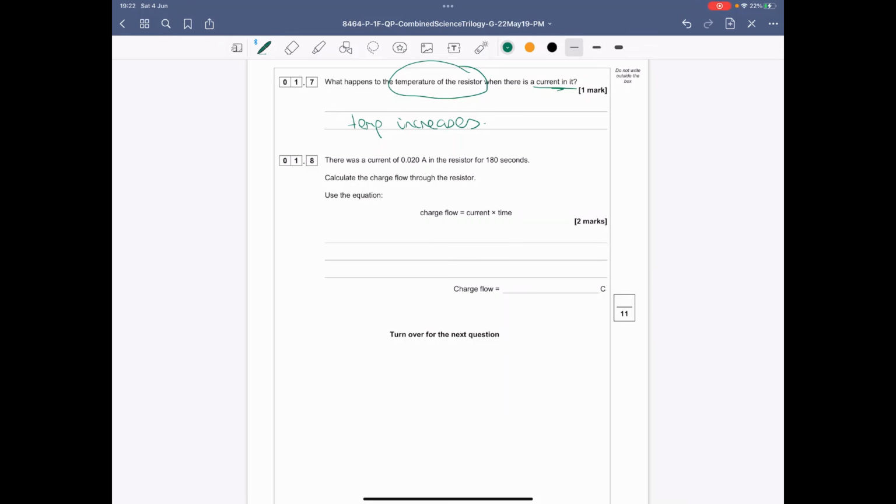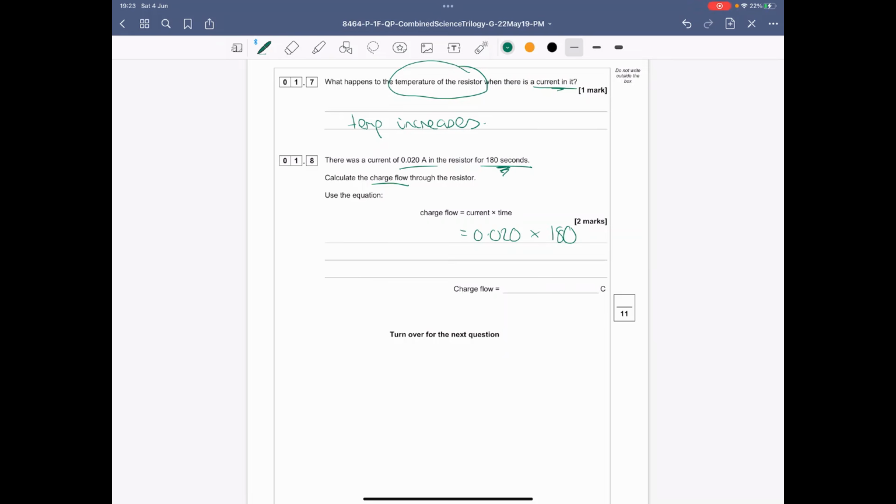There is a current of 0.02 amps in the resistor for 180 seconds. Calculate the charge flow. Again, it's given you the equation here. It's told you the current is 0.020 and the time is 180 seconds.